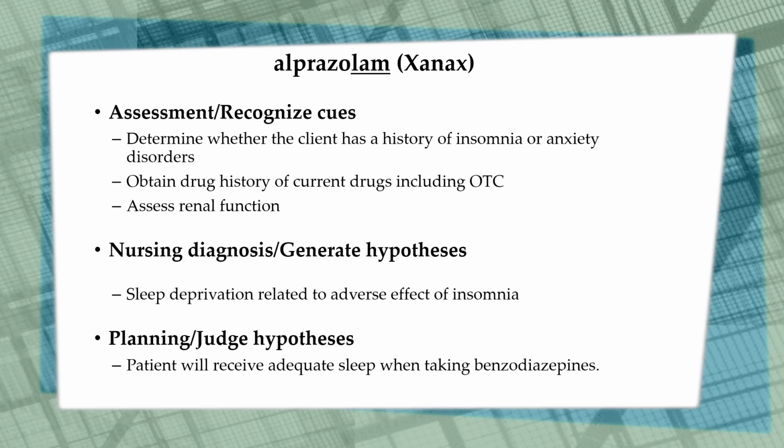So let's look at some of the assessments, diagnosis, and the planning, this nursing process that we're going to be looking at for our patient that is on alprazolam. The assessments. Okay, we want to determine whether the client has a history of insomnia or anxiety disorders. Obtain that drug history. Remember, we've got to get a reconciliation of all their current drugs, including their over-the-counter medications, as well as their complementary medications. We need to know what's going on with that renal functioning before we start them on this medication. And you remember, with renal, that's kidney, what are you looking at? BUN, creatinine. Very good.